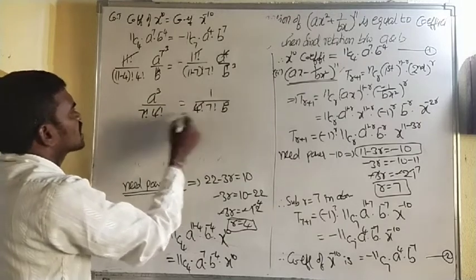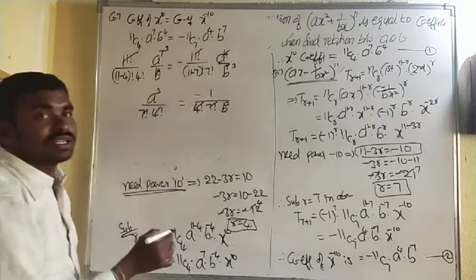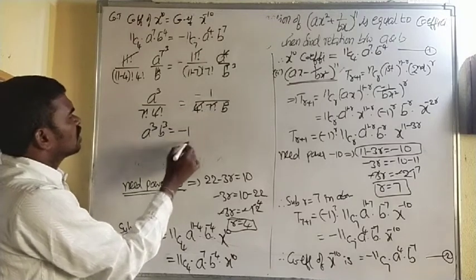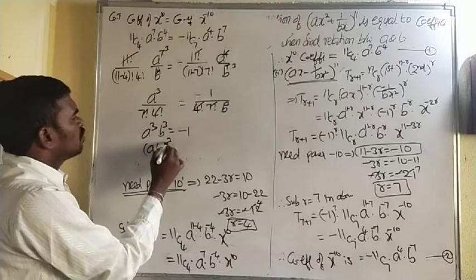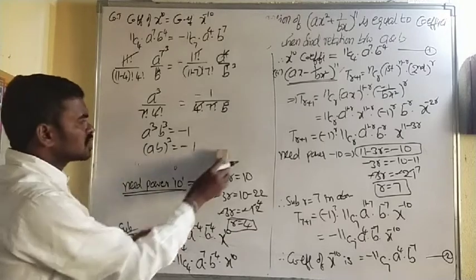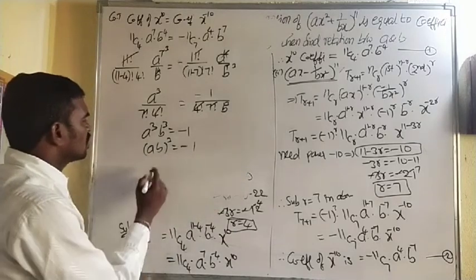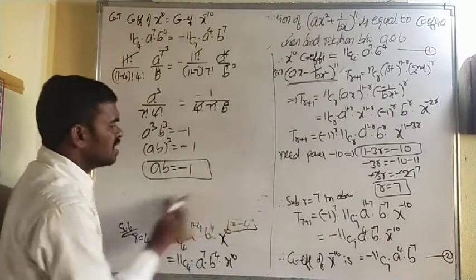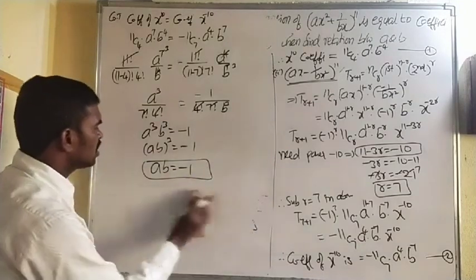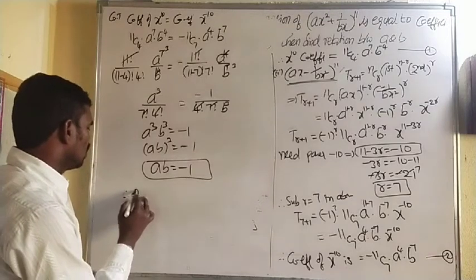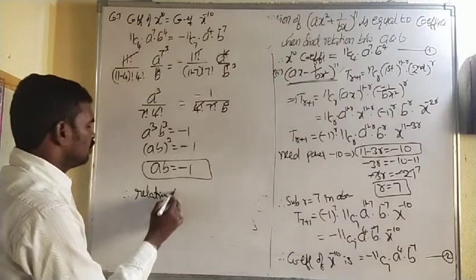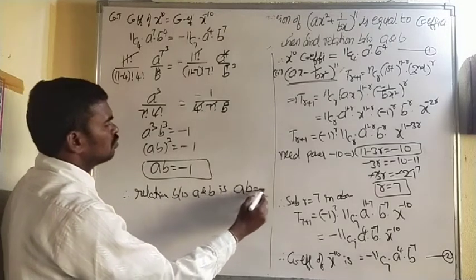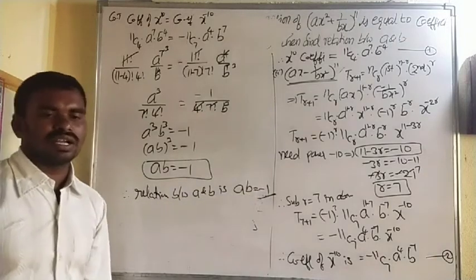This also gets cancelled. So minus. So b cube sent to the left side, a cube into b cube equals minus 1. Then (ab) whole cube equals minus 1. So taking the cube root on both sides, we get ab equal to minus 1. So this is the relation between a and b. Complete. Therefore, the relation between a and b is ab equal to minus 1. This is the answer.